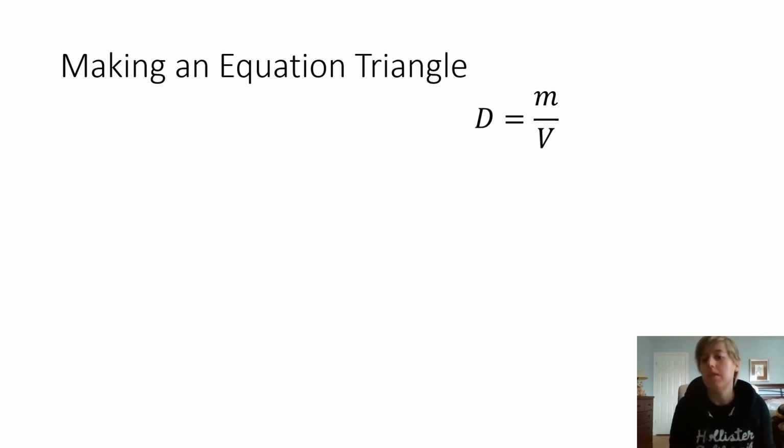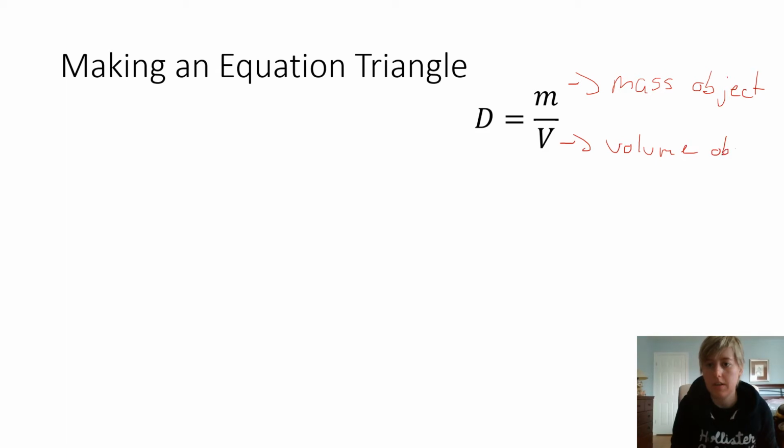So the first thing that we need to do is make our triangle. Now we know that our equation for density is mass divided by volume, where the mass is the mass of your object, V is the volume of your object, and density is calculated by dividing these two.